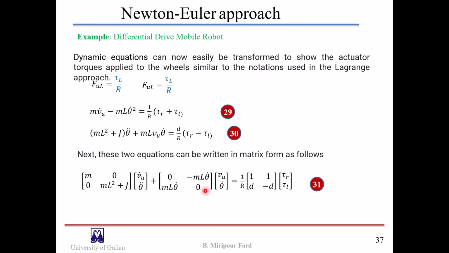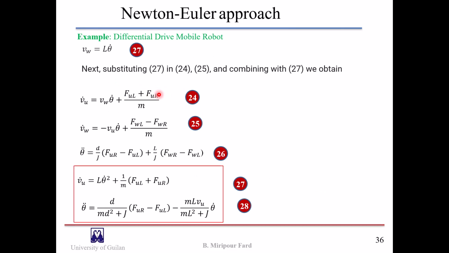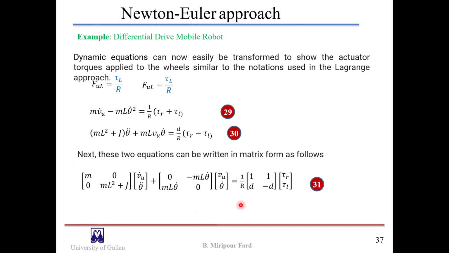Dynamic equations can now easily be transformed to show the actuator torques applied to the wheels, similar to the notation used in the Lagrange approach. We have seen before that F_UR equals tau R over R and F_UL equals tau L over R. So equations 29 and 30 are obtained by substituting these relations into equations 27 and 28. Next, these two equations can be written in the matrix form, as you can see here.